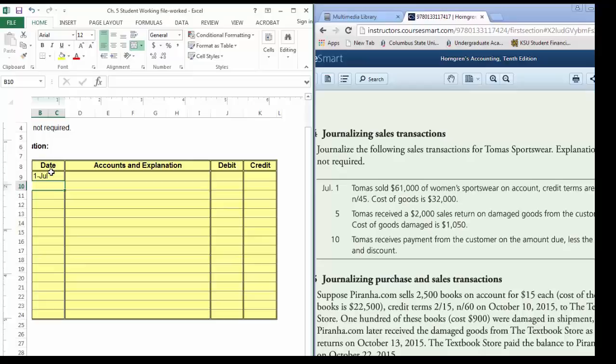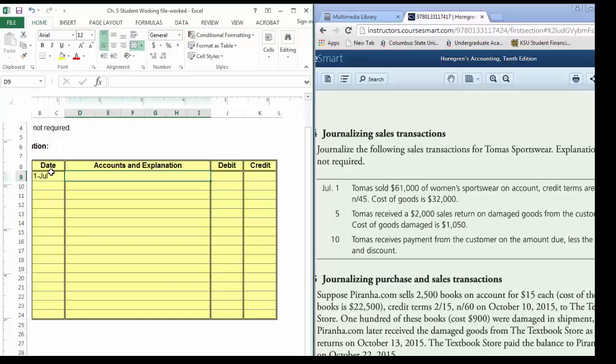So I'm offering my customers a 2% discount if they pay me within 10 days. If not, they have to pay it all within 45 days. And I'm the one making the sale. So anytime we're recording transactions for the seller and we have a sale, we're always going to have two journal entries. The first journal entry is to record the actual sale, so the sales revenue and the money coming in, or what's going to be owed to us. And the second is to update inventory balances and record cost of goods sold.